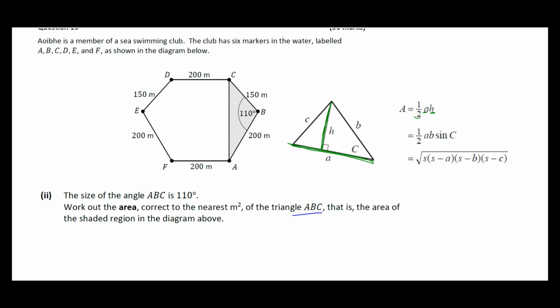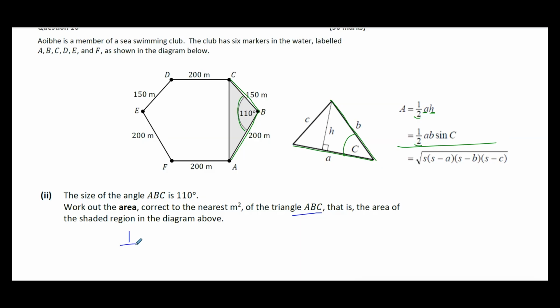Then we have the next formula. This formula is a half, that's fine, a, so one side, multiplied by b, that's a second side, and multiplied by sin of C, and that angle C is between those two sides. I'm saying, okay, well, that's actually what we have. I have a length of one side, a length of another side, and an angle in between them. So this is the formula that I can use without doing any further work.